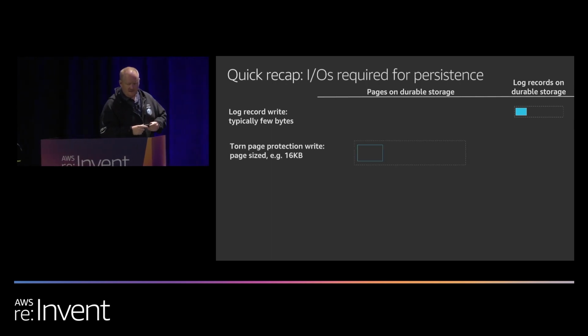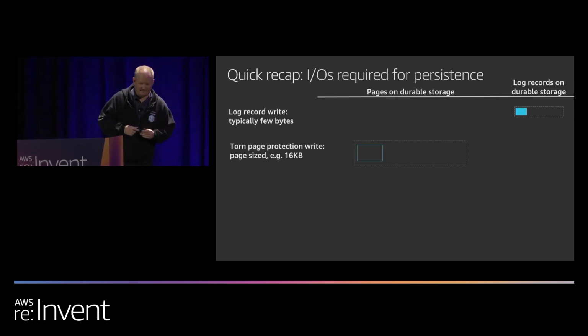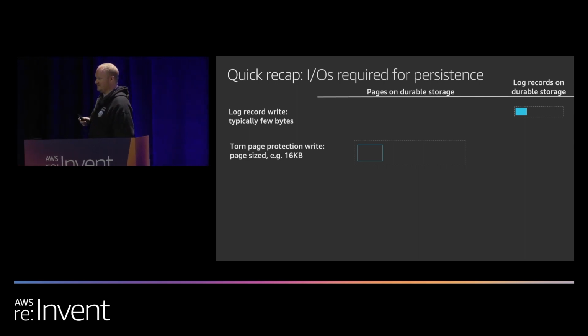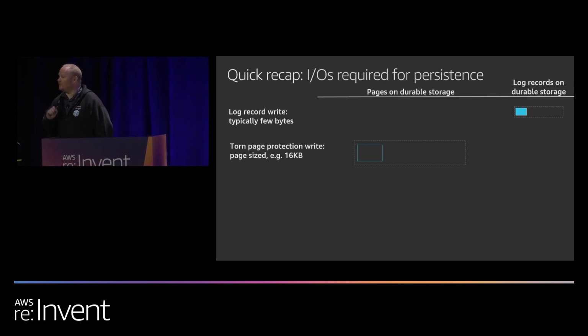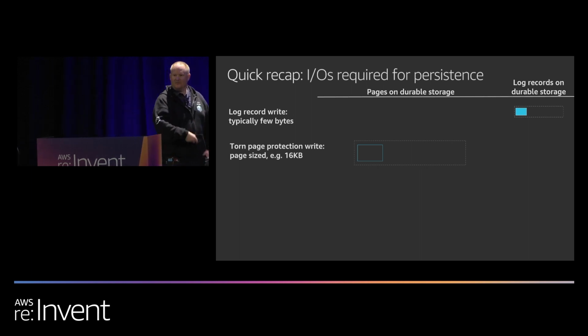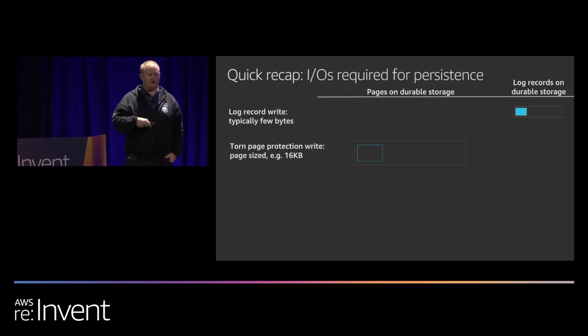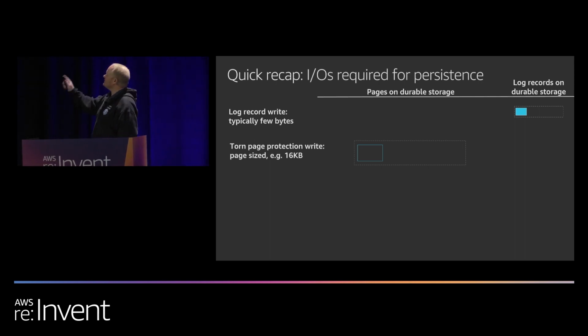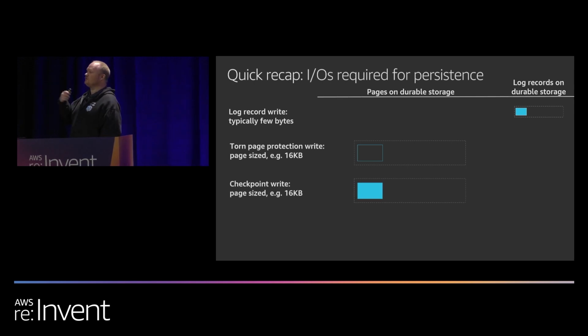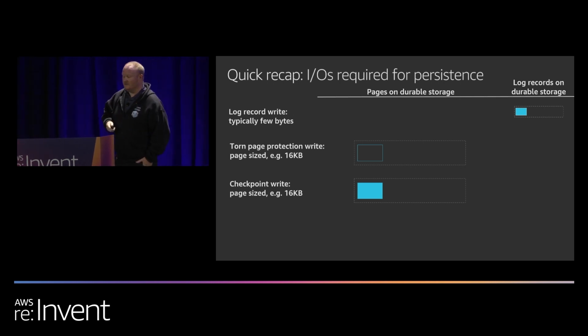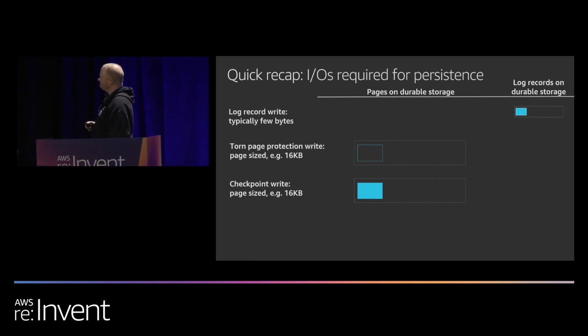Then you need to do a page protection write. So I call this suspenders and belt write. Because of the fact that we're writing a 16K block, you could manage only to write some of it when the crash happens. So we need to make sure that it actually is fully written. So you write it once into a scratch pad space, if you will, and then you write it again when the checkpoint happens. So now we have actually 3 IOs. It's kind of the minimal, if you will, to write to a traditional relational database.